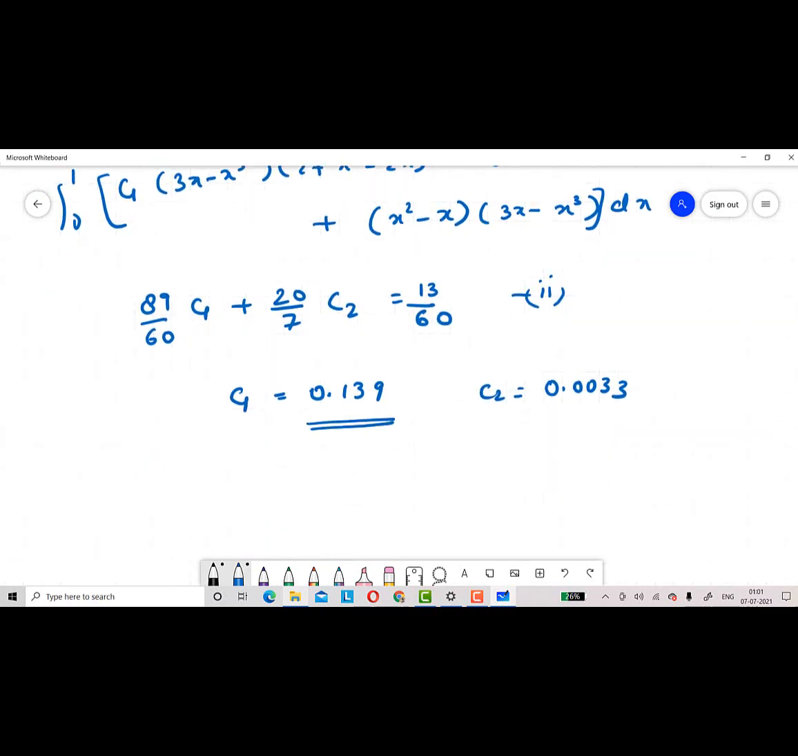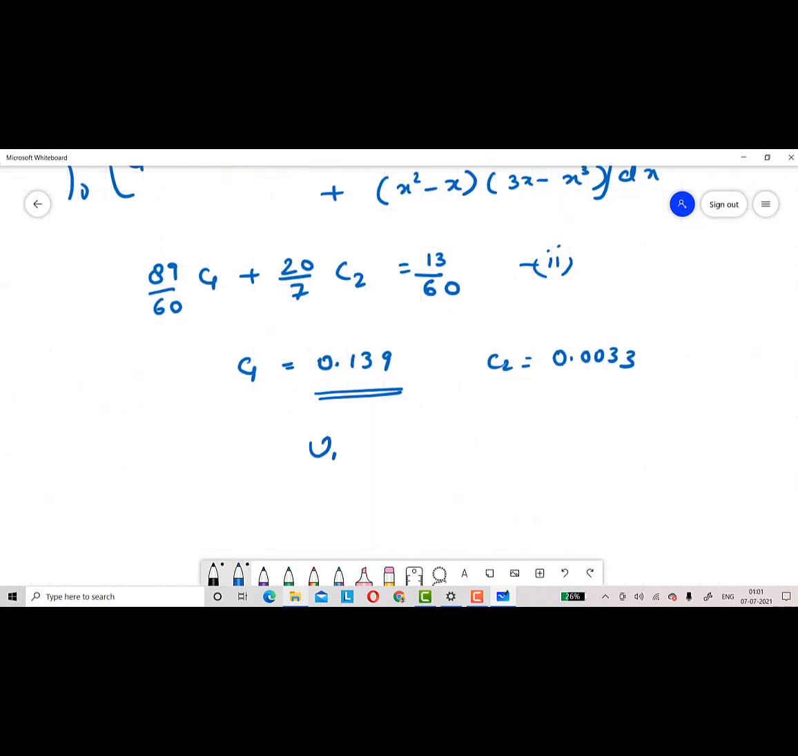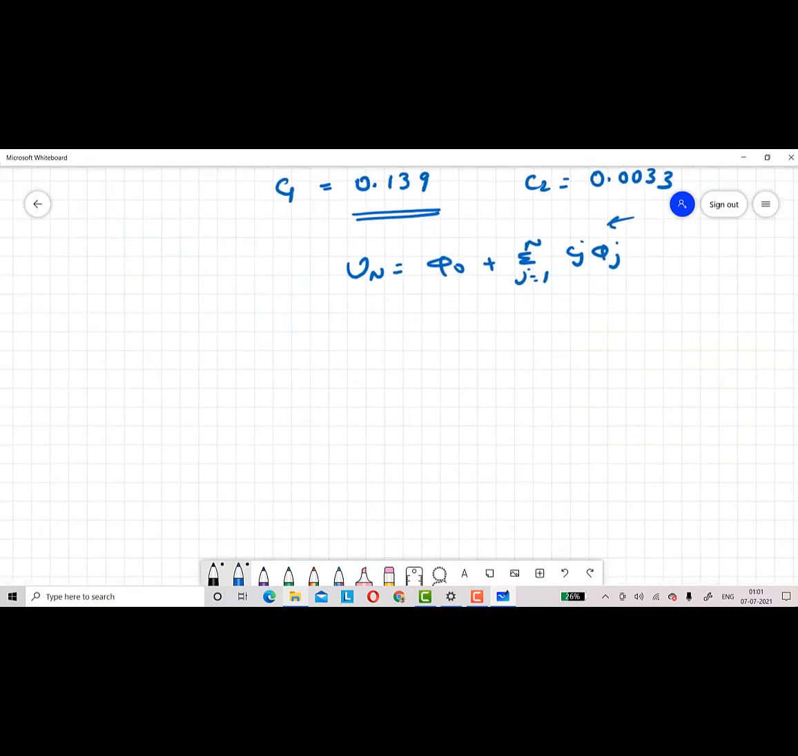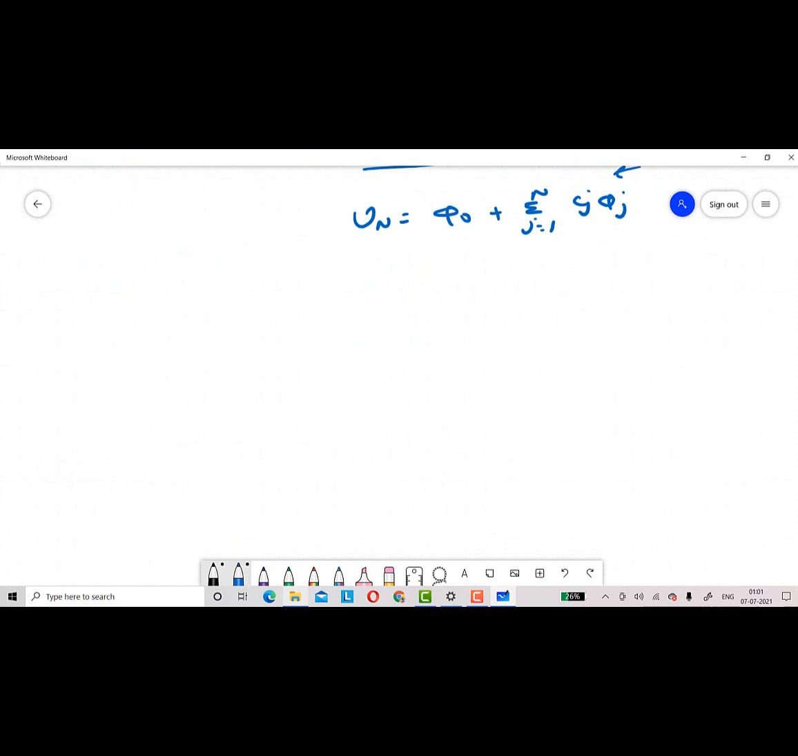For precision, you can take values up to 4 decimal places, so it will increase your precision. Again, you know how to calculate the solution: phi naught plus sigma j equals 1 to n of cj phi j. We have calculated c1 and c2 here, and phi naught and phi j we already knew. So without doing it again, we are moving to our third method.